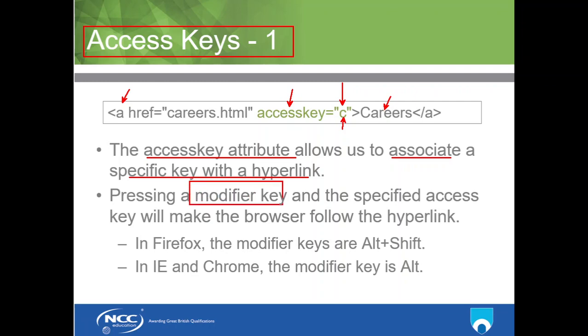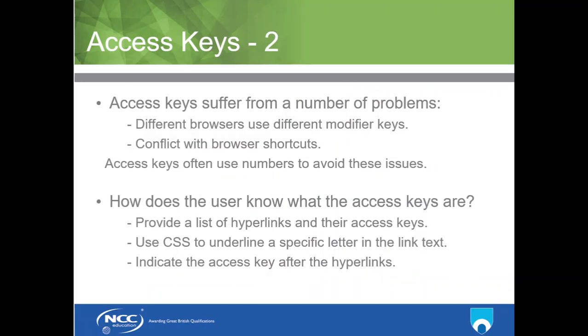modifier key. Modifier keys include Shift, Alt, Control, etc. So for example, if you are in Firefox, to use an access key, you need to press Shift, Alt, and the access key. So for example, Shift plus Alt plus C to click on careers. Otherwise, in Internet Explorer and in Chrome, you use Alt. So Alt plus the access key. So Alt C will click on the careers hyperlink. So that is what we call an access key.